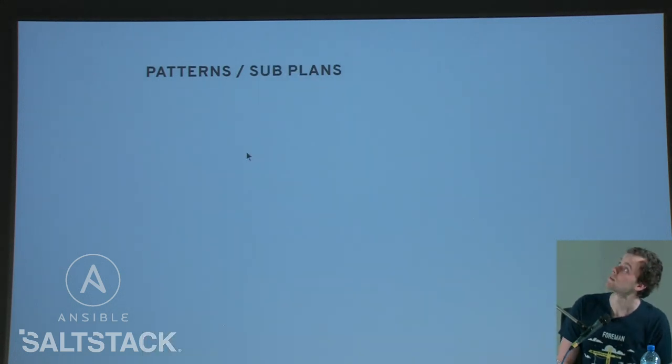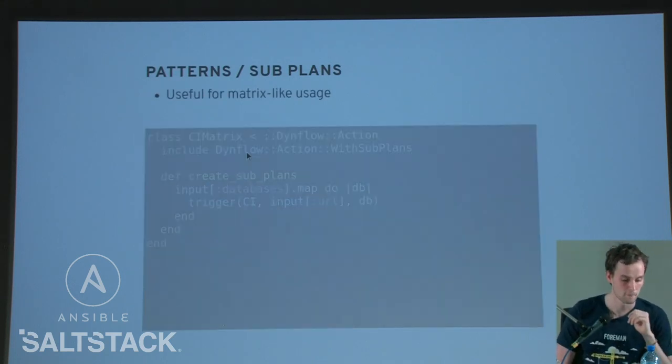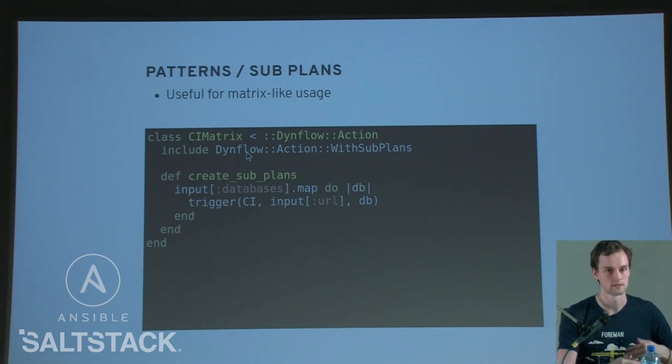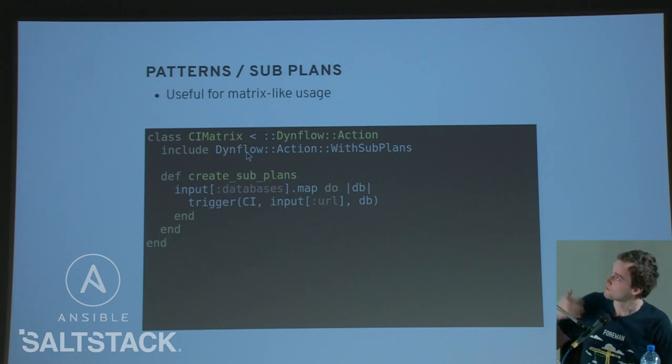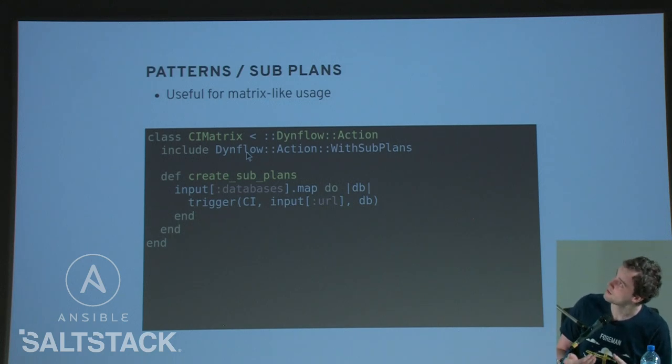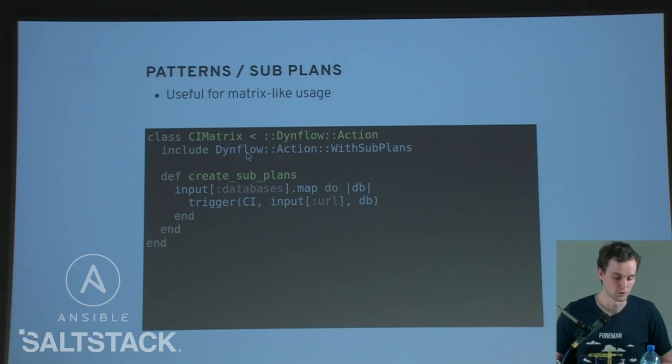And the last piece are subplans, which are useful for a matrix-like usage. So let's say we had a class which would run a CI pipeline, and then we would have a CI matrix, which would run this pipeline with, I don't know, different databases or something. And again, all you have to do is include this module and define the create subplans method. This method should return an array of execution plans. And that's exactly what we are doing here. We're taking the databases from the input, and for each one, we trigger a CI pipeline job.